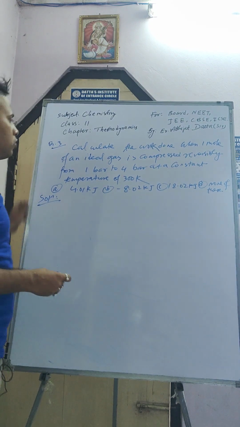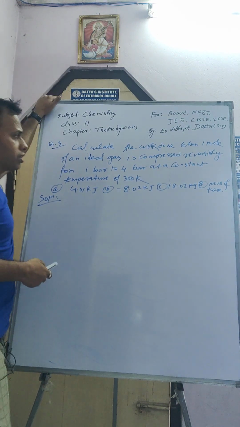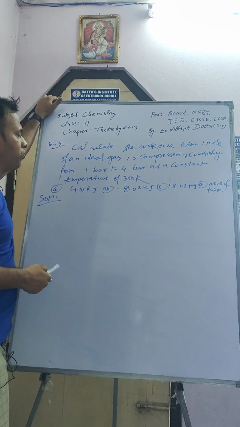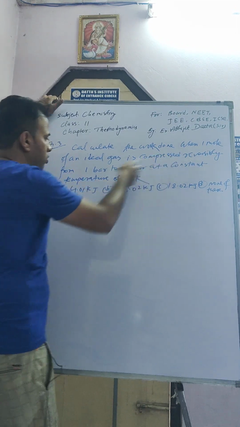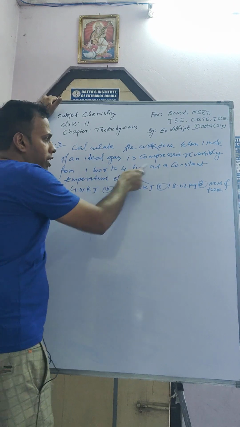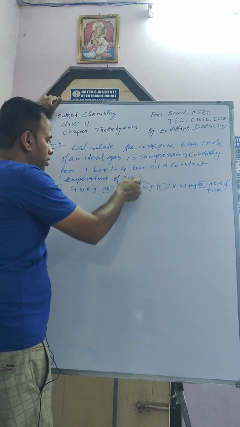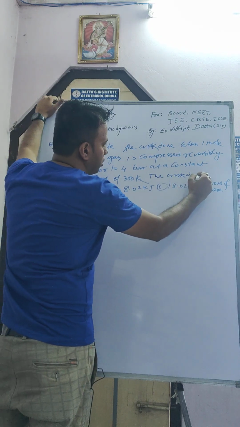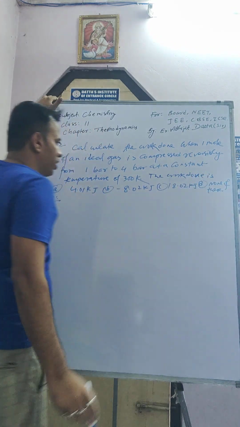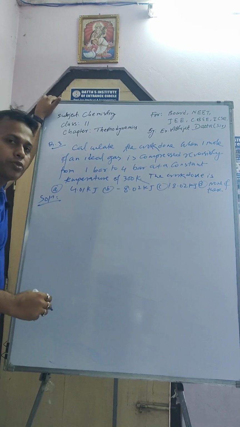Okay, so calculate the work done. The question is: calculate the work done when 1 mole of ideal gas is compressed reversibly. This is also a reversible process, from 1 bar to 4 bar at constant temperature 300 Kelvin. So the work done will be what? We have to find out. Four options are given. Which option is correct? We have to find out.